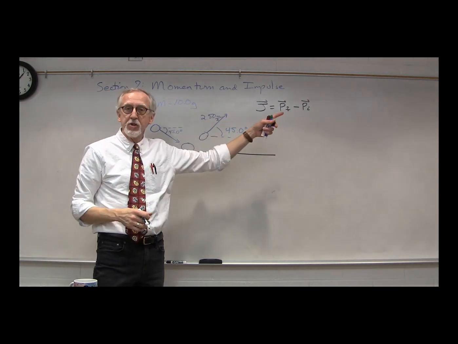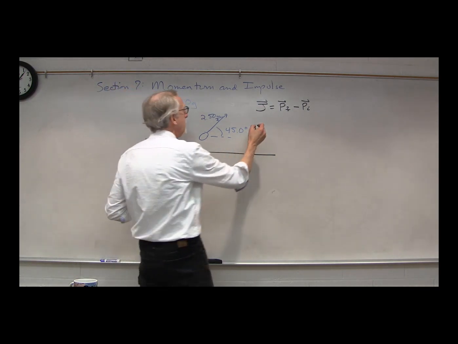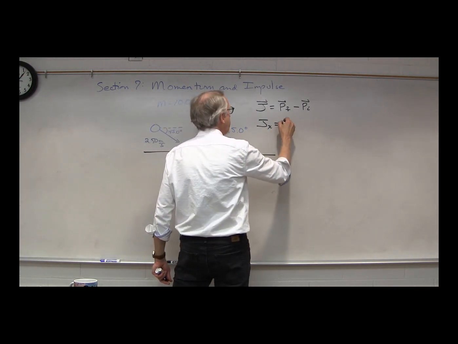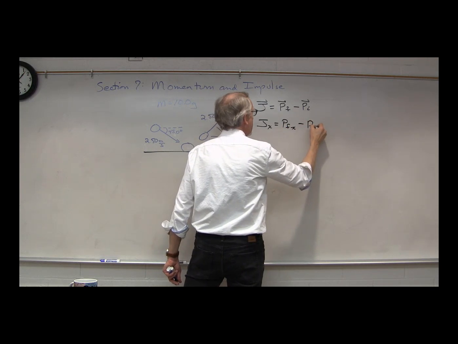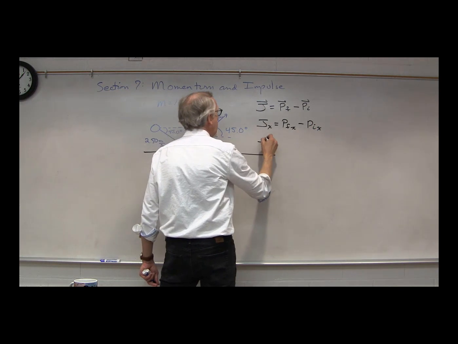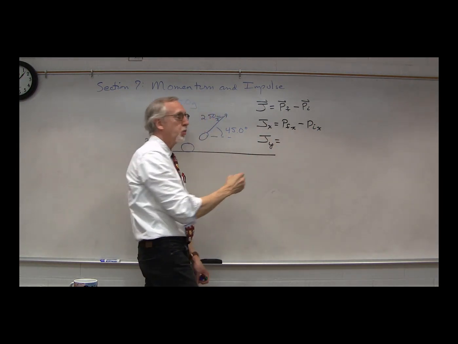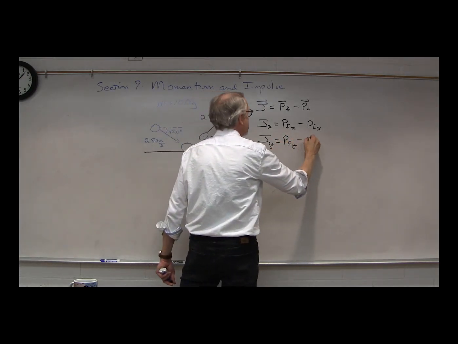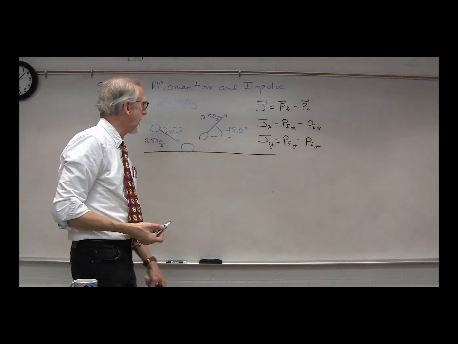Now that's a vector equation, and we can always break vector equations down into components. So let's do that. We'll find the x component of the impulse is equal to the x component of the final momentum minus the x component of the initial momentum. And exactly the same for y. The y component of the impulse will equal the y component of the final momentum minus the y component of the initial momentum. Okay, so let's do that.